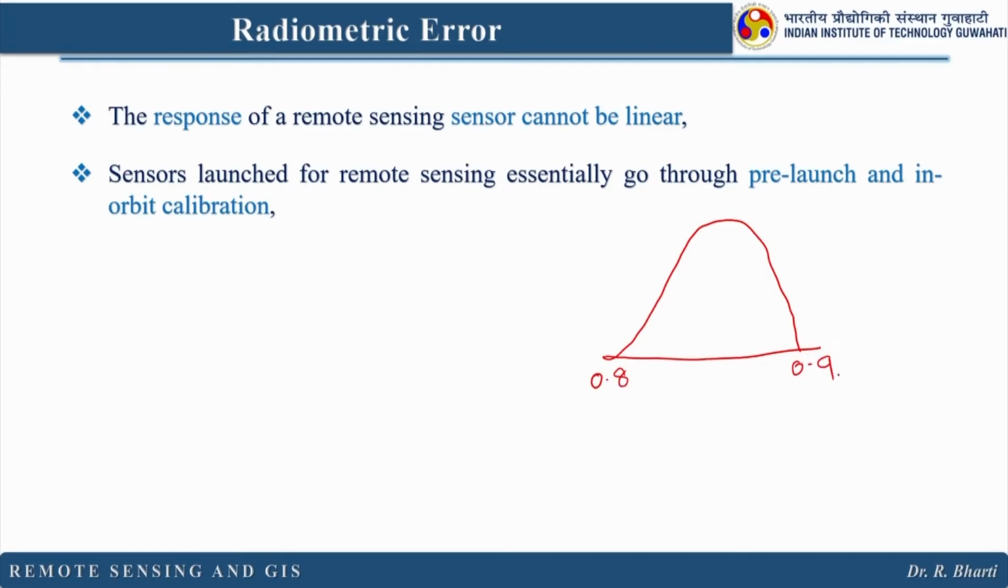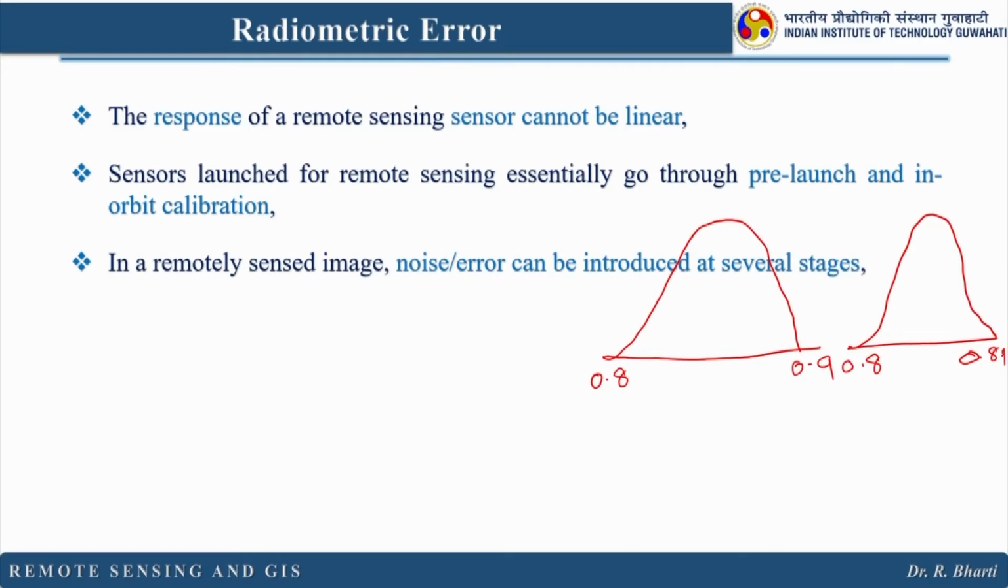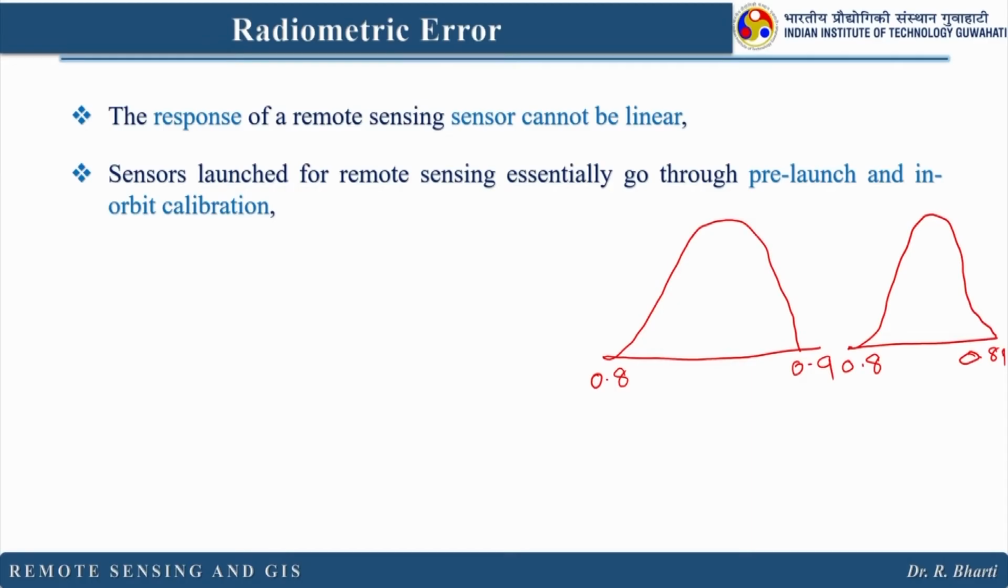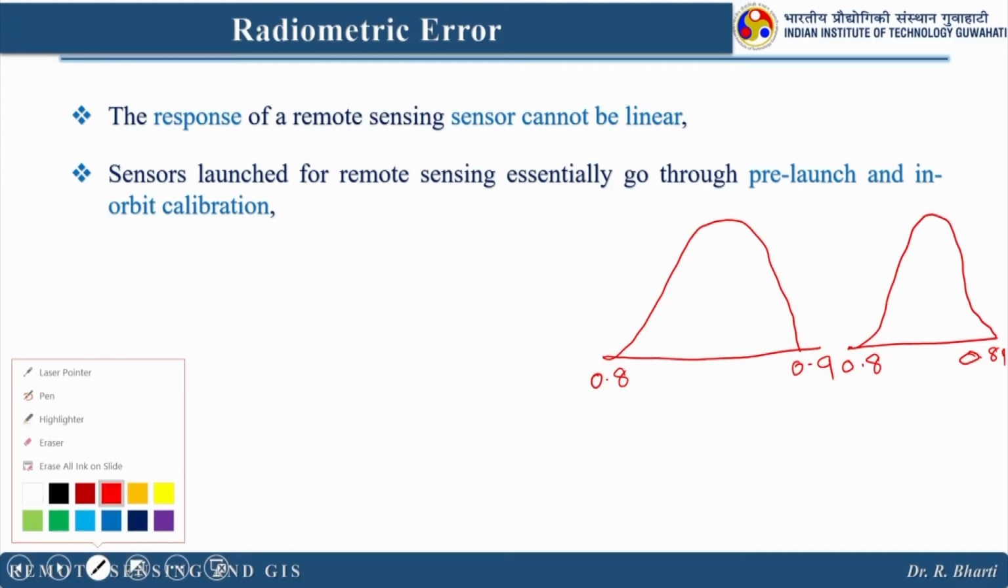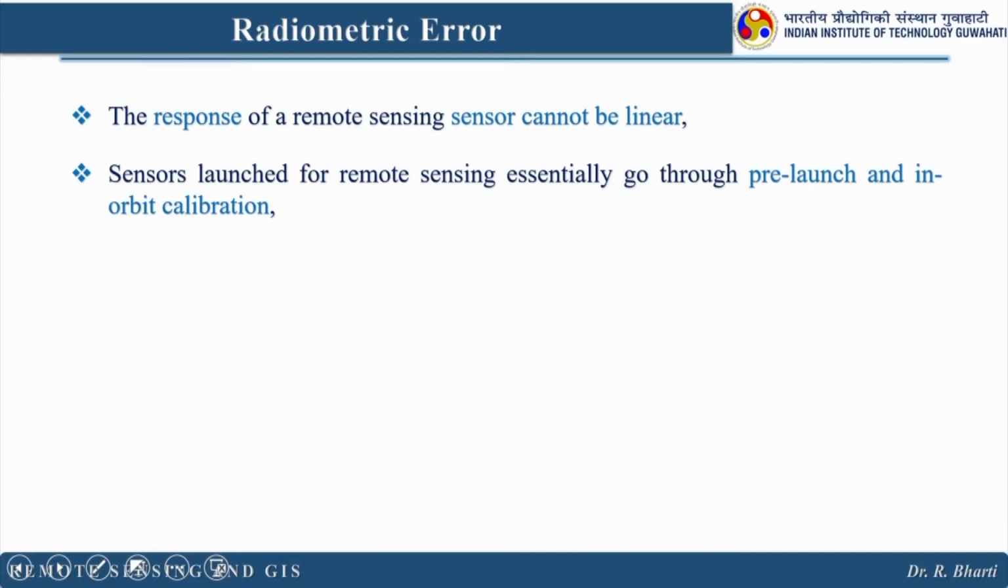0.9, but somehow because of a problem, the detector is detecting the energy between 0.8 to 0.89, right. So, what happens? It says that there is some problem in the detector, some alignment problem, and then we have to calibrate so that it will be sensitive to its own wavelength region, right. So, that is the second point.